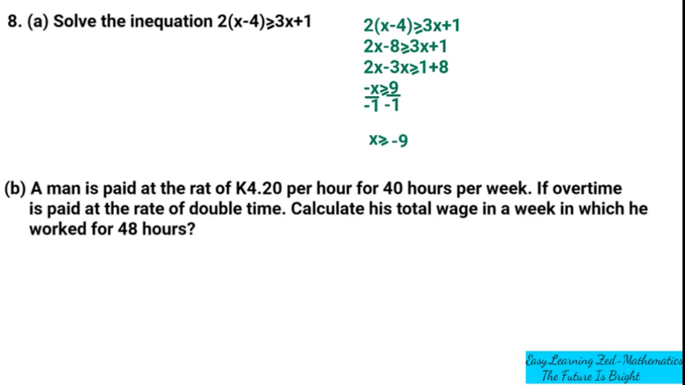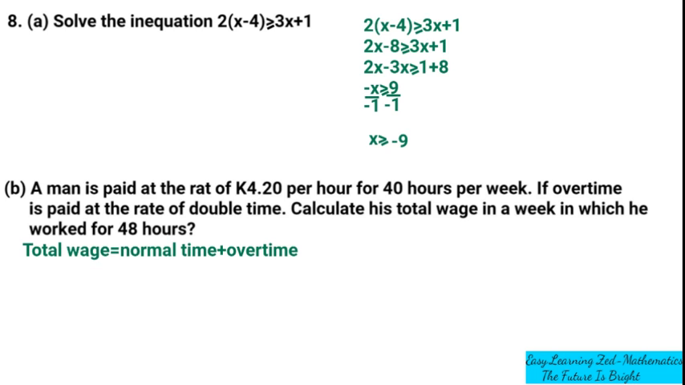worked for 48 hours. So to find his total wage, we're going to use this formula: total wage is equal to normal time plus overtime. So we need first to find the normal time. It's easy.